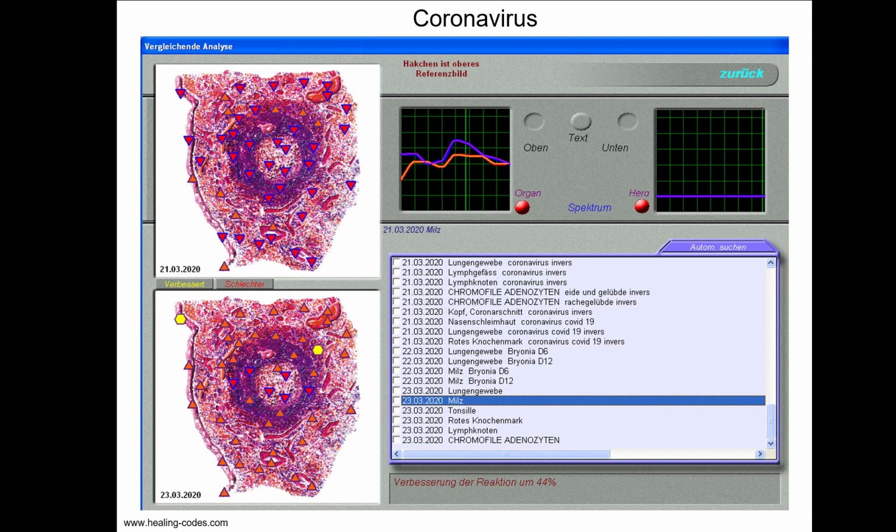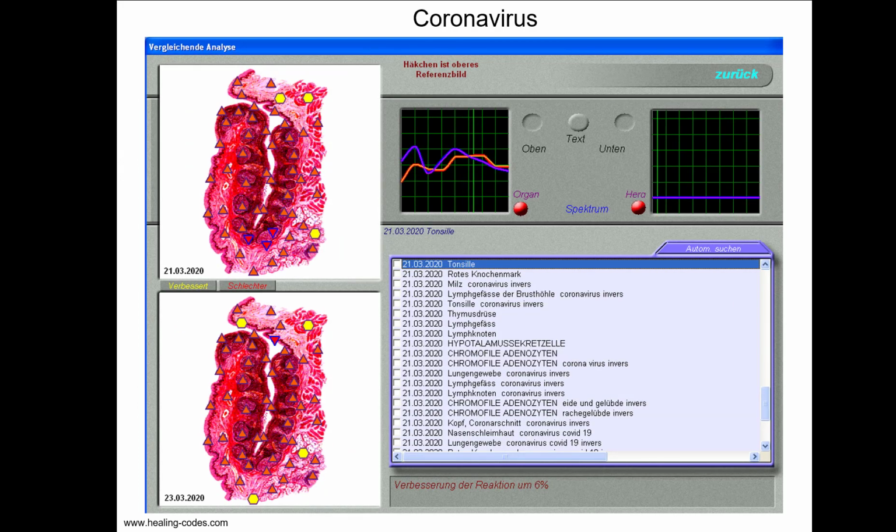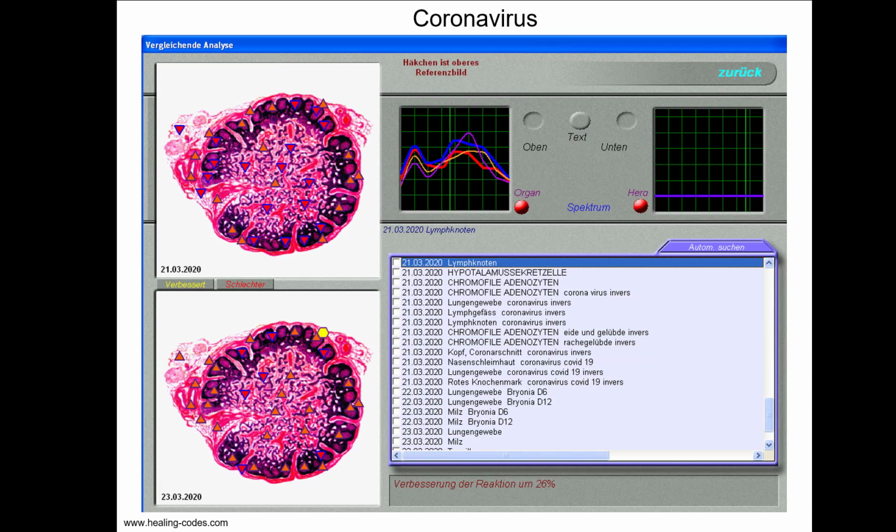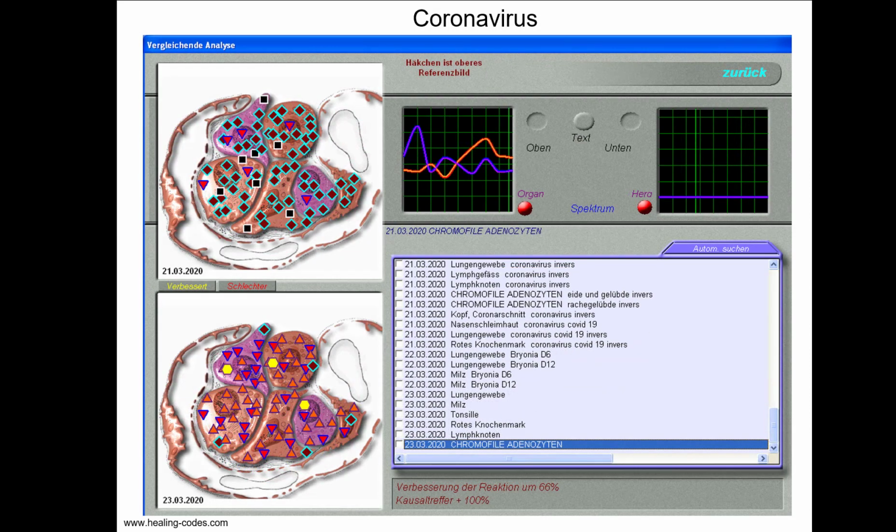It should be noted that this is not an inversion measurement, as was always the case in previous analyses, but merely a comparative measurement 2 days after the initial analysis. In the control analysis, the tonsils show a normal result again. The red bone marrow improved by 17% compared to the previous measurement, the lymph node by 26%, and the chromophilic adenocytes by a clear 66%. The latter correlates with the improvement in symptoms described by the patient.